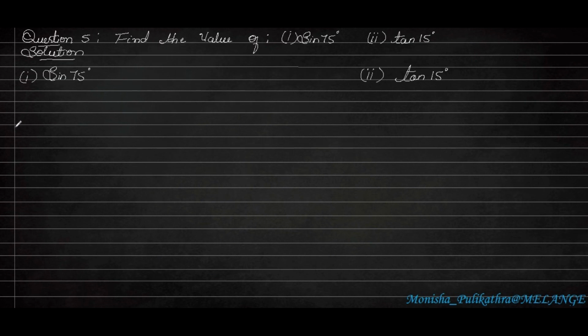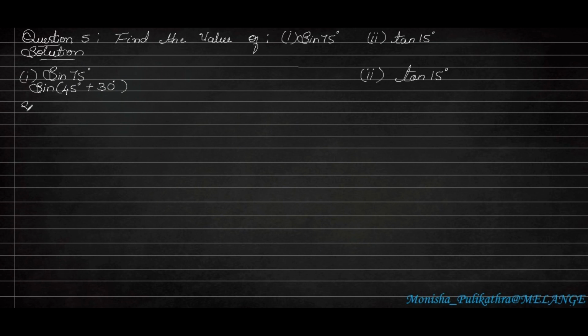The fifth question is, find the value of sin 75 and tan 15. There is no value in the table for sin 75, so we need to reduce it in the first place. That is, sin 75 is also equal to sin(45 degree plus 30 degree). 45 plus 30 is 75, so we are just reducing it into this factor.